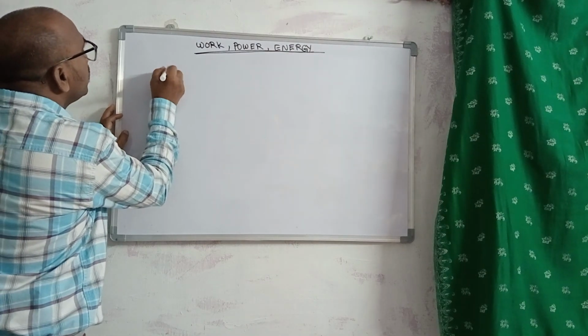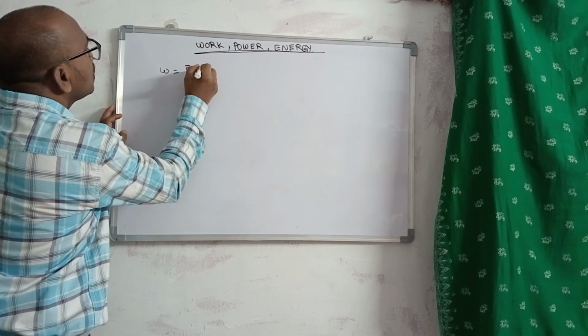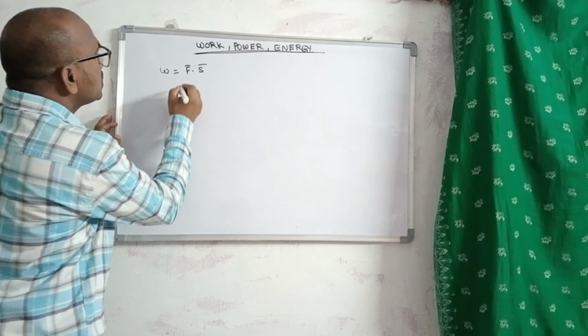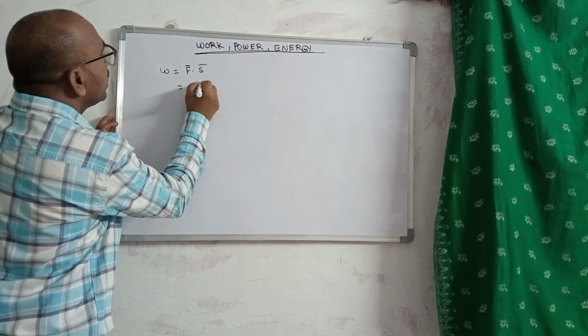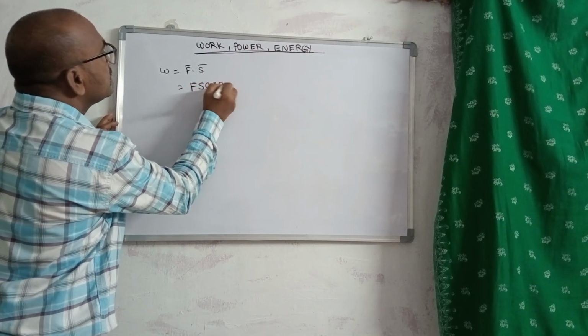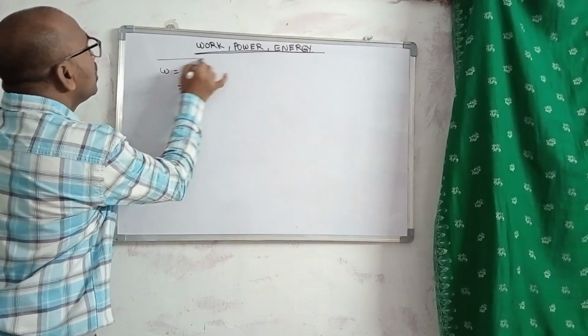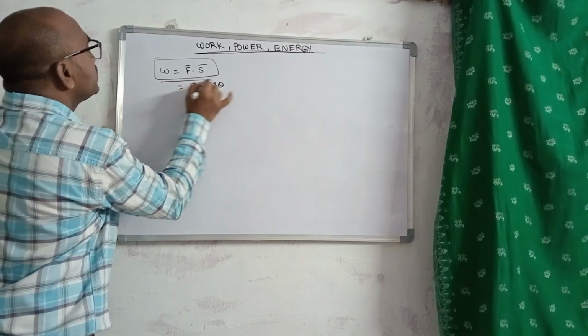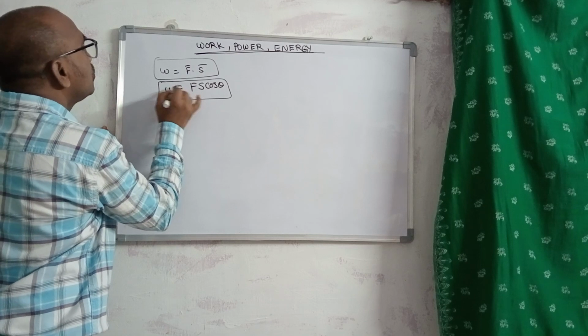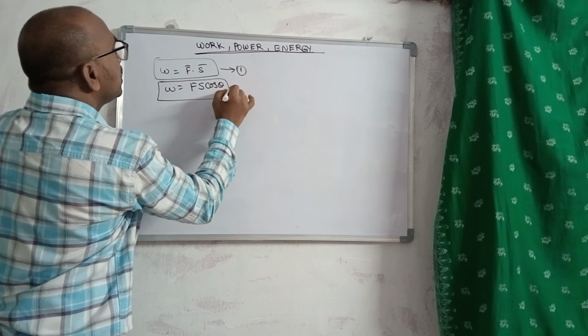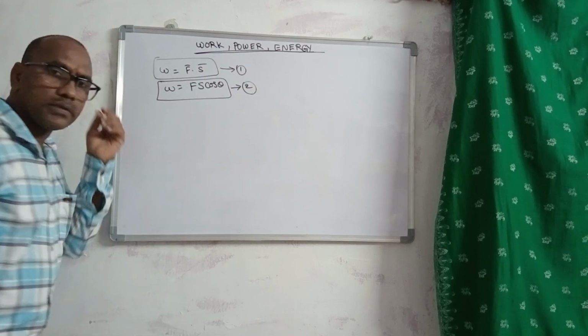Work done W equal to F bar dot S bar. This we can write as Fs cos theta. This is the first formula. Let it be. This is another formula. W equal to F bar dot S bar. W equal to Fs cos theta.